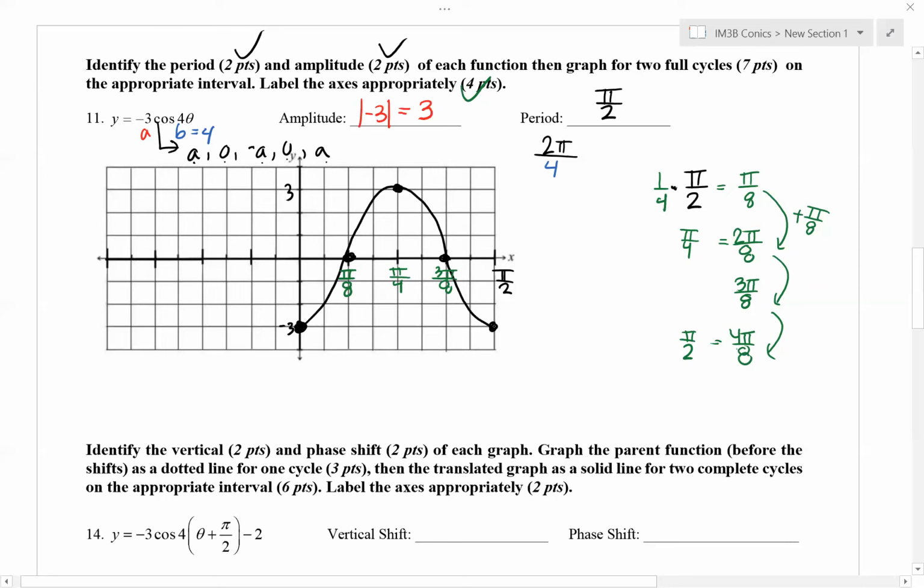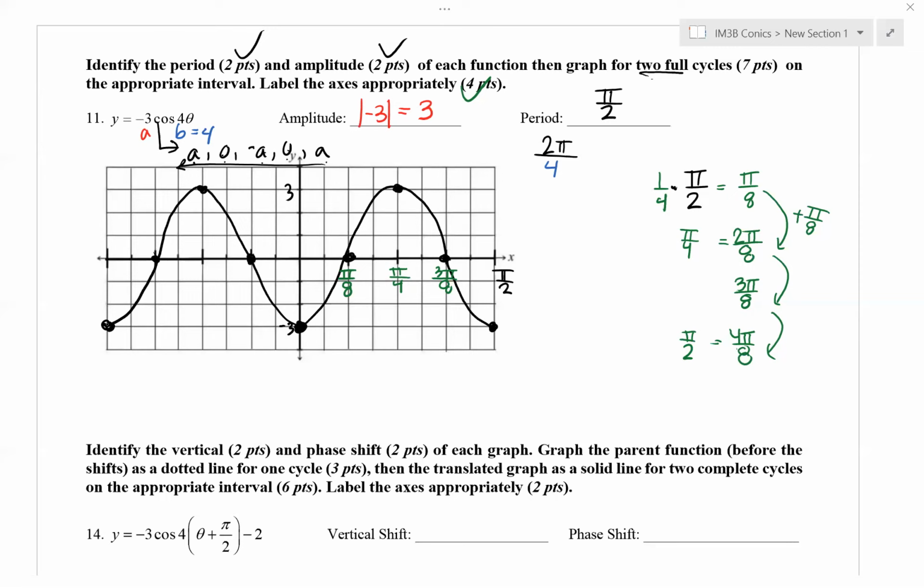So to repeat the second cycle, we graphed it for 1 cycle. We need to graph it for 2 cycles. We are just following through the process. If I'm starting on the y-axis, I'm going backwards because I'm moving that direction. So if this is my A, the next one is this 0, then negative A, then 0, then A. So the graph will look like so. That is 2 cycles of -3 cosine 4 theta. So we're done with question 11.